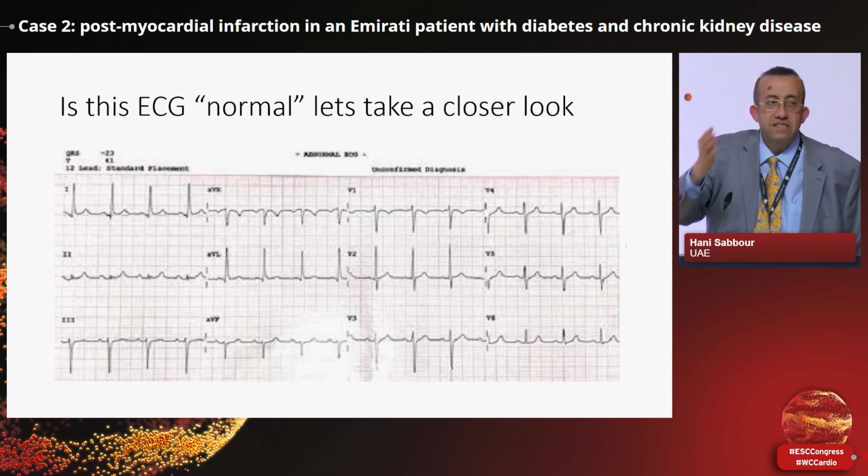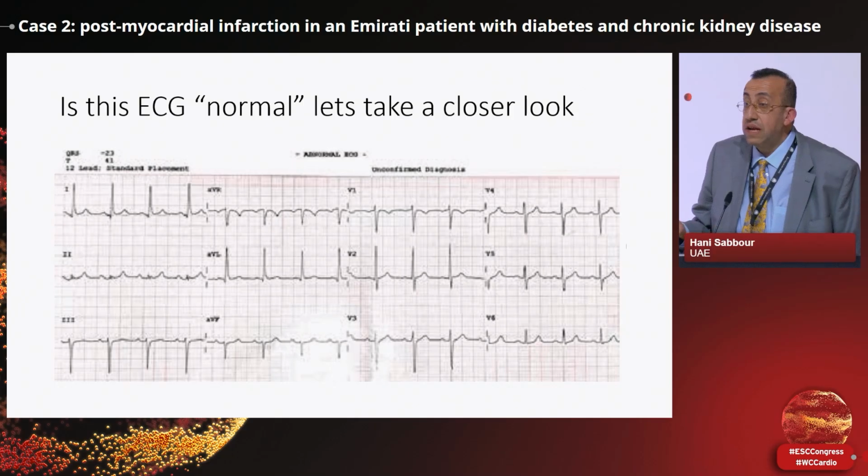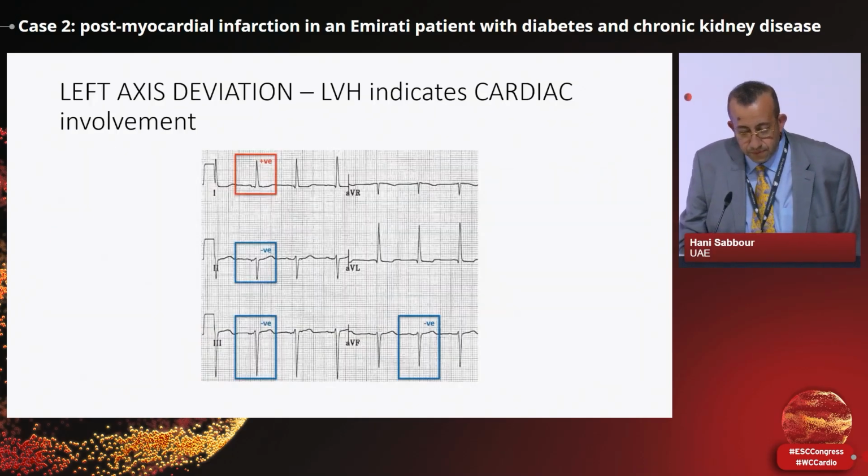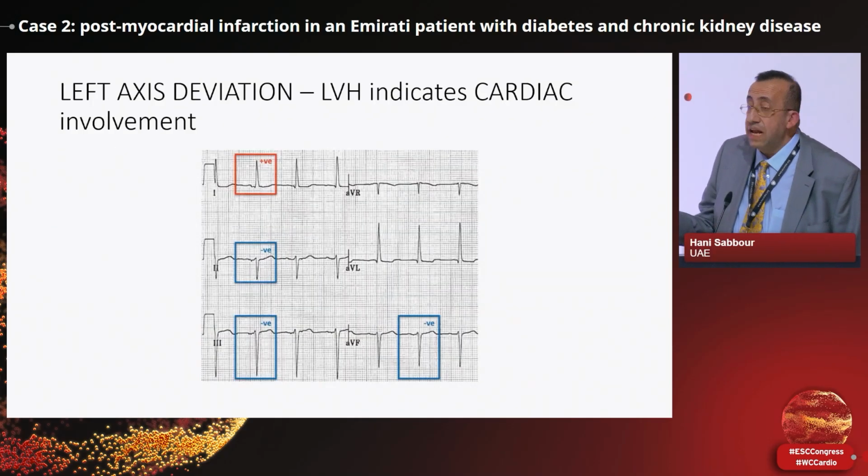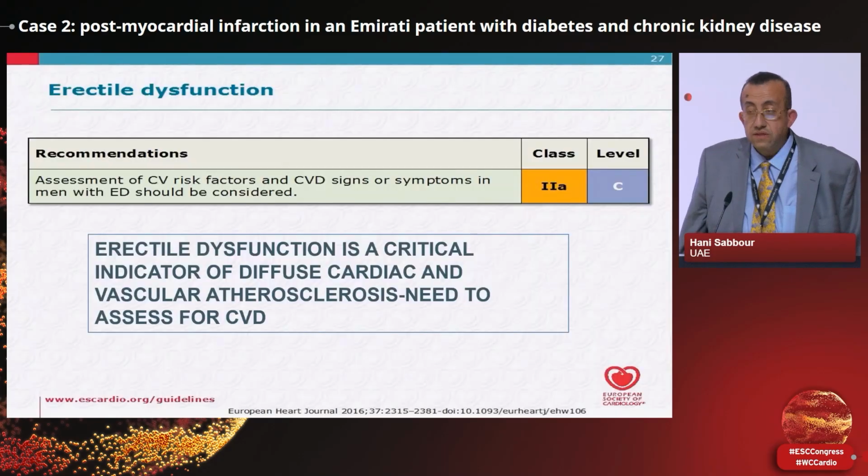LVH is the earliest manifestation of target organ damage. You don't need an echo. That's where it is. It's pretty clear if you start highlighting it on the slide. Now what else? There's other clues.